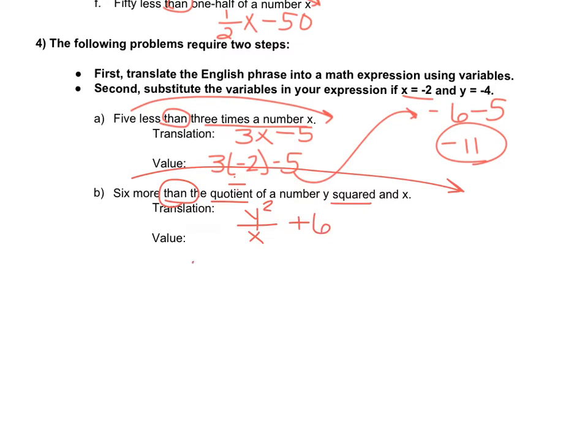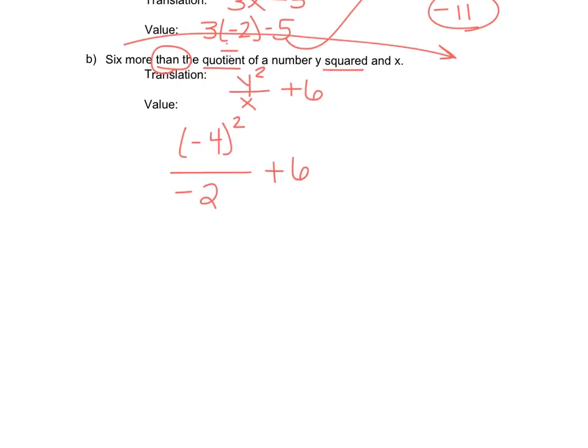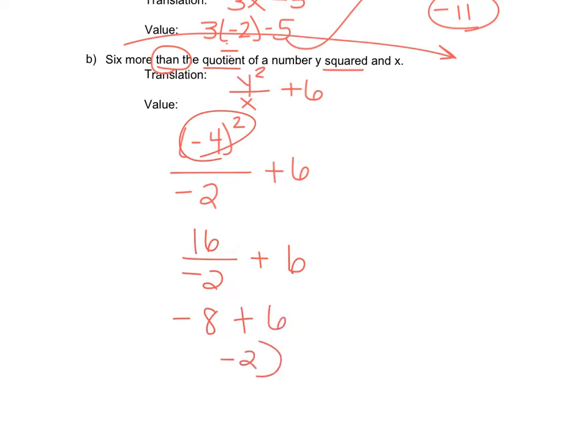So I'm going to plug in y, which is negative 4, and I'm going to plug in x, which is negative 2. And now I just follow PEMDAS. So I'm going to do exponents, so negative 4 squared is 16. 16 over negative 2 is negative 8 because that means divide. And negative 8 plus 6 is negative 2.